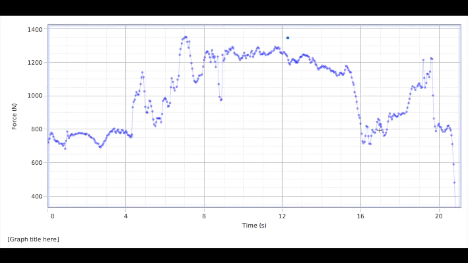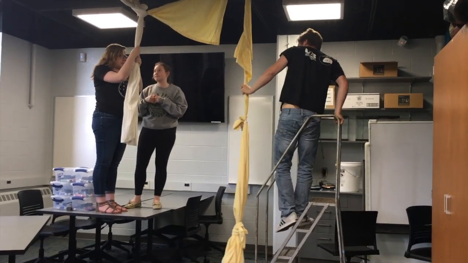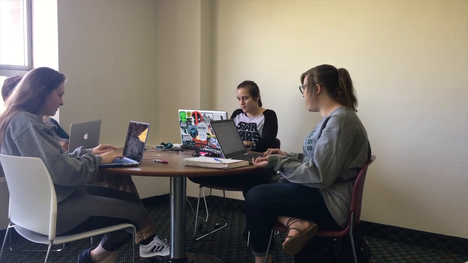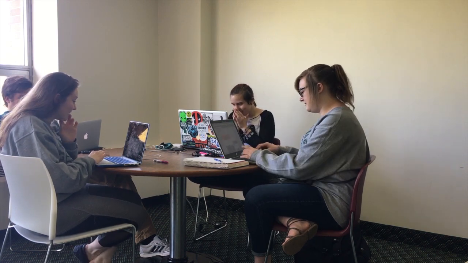In this trial, the force of the counterweight alone is around 1,300 newtons, and then after the climber gets on the rope, the force is measured at around 750 newtons. This means that the total force of the climber is about 550 newtons. The climber in this trial weighed around 950 newtons, which is more than the total force, showing that our data is flawed. This may be a result of the setup because we did not account for the friction of the pulleys, which could have lowered the force measured by the force platform.